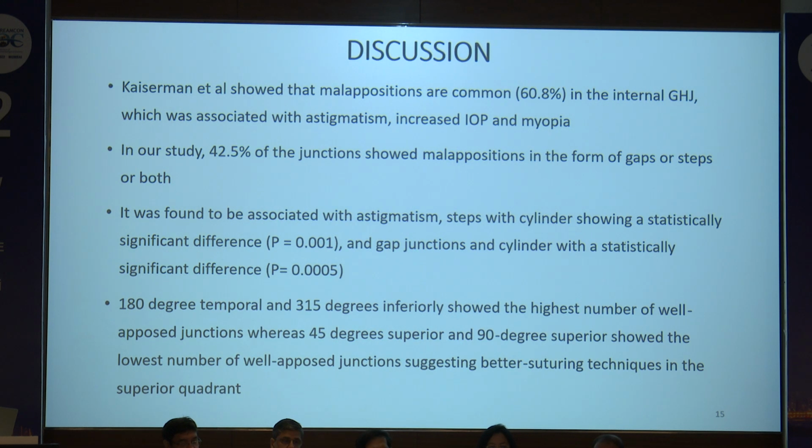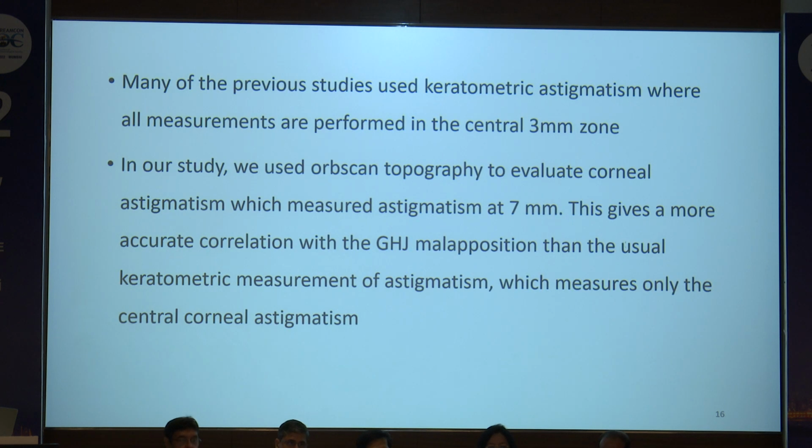And 180 degree temporal and 315 degree inferiorly showed the highest number of well-opposed junctions, whereas 45 degree superior and 90 degree superior showed the lowest number of well-opposed junctions, suggesting better suturing techniques in the inferior quadrant. And many of the previous studies used keratometric astigmatism, where measurements were done at 3 mm zone, whereas we studied at 7 mm using Orbscan. So this gives a more accurate correlation with the graft host malposition, thus measuring central corneal astigmatism.